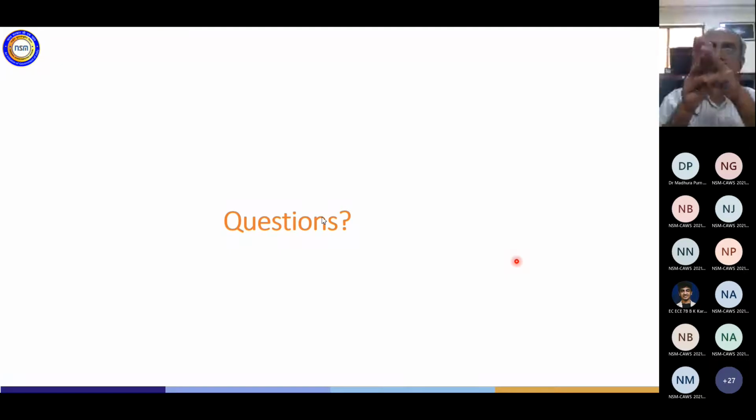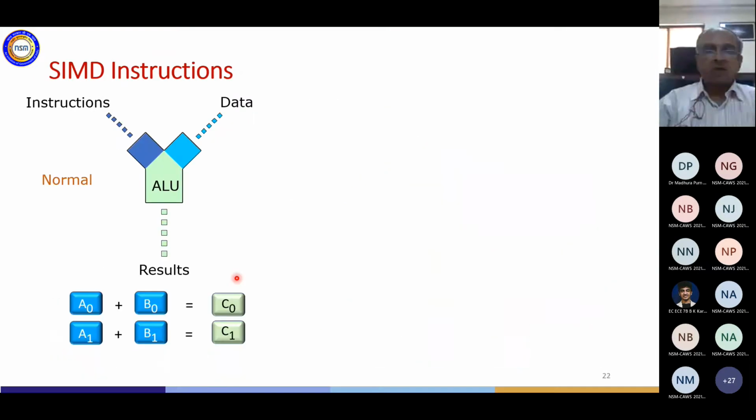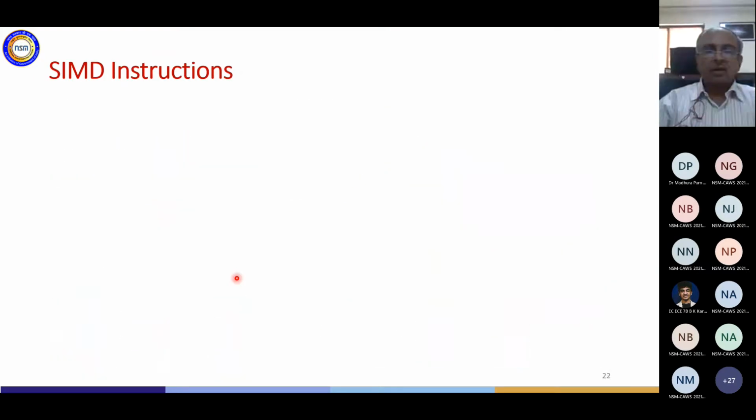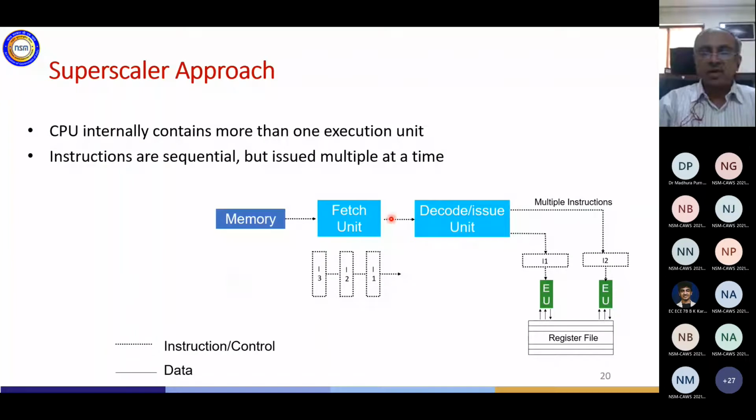But who is checking that dependency? The issue unit. If you remember in the diagram that I showed, this is the decode issue unit. See here there is a single stream, but here they become multiple streams. Why do they become multiple? Because there are multiple execution units. And what is the check that it is doing?